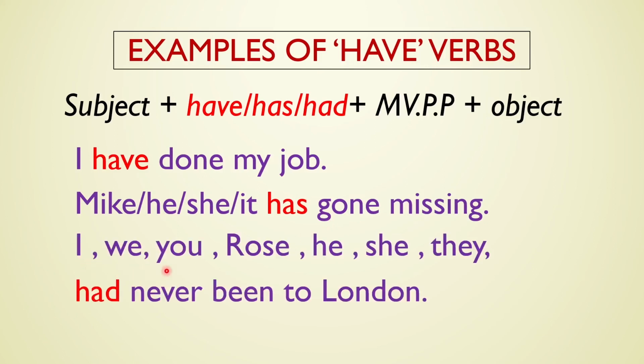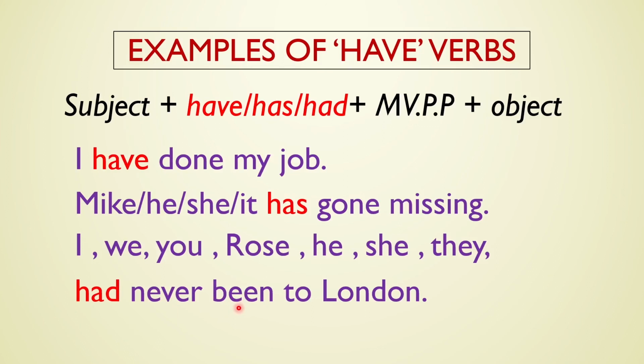Now, I, we, you, Rose, that means any third person's name, he, she, they had never been to London. So here had is working as the auxiliary verb and been is the past participle of be. So had is helping been to express proper meaning in this sentence.